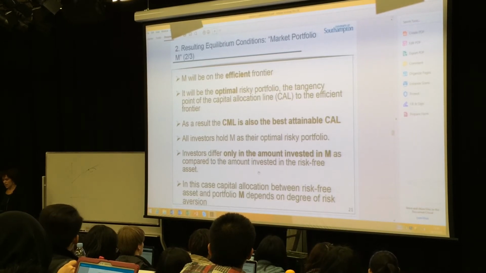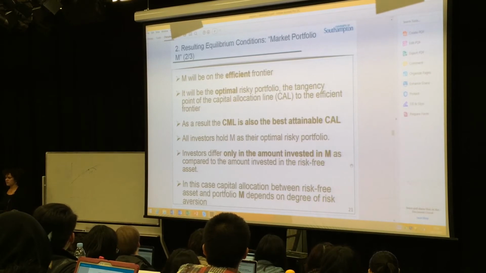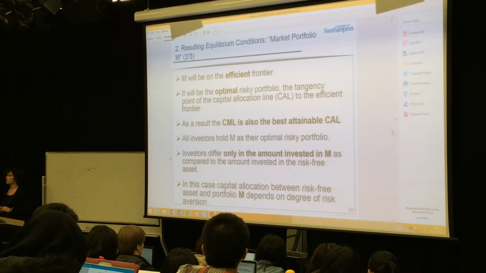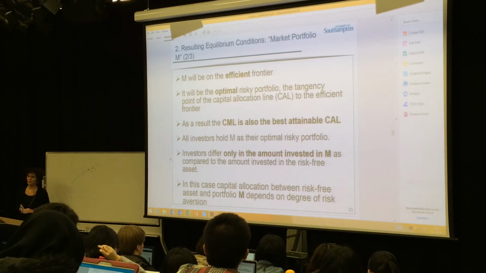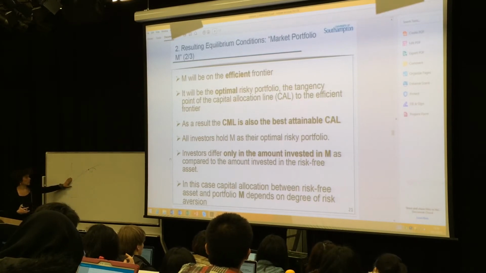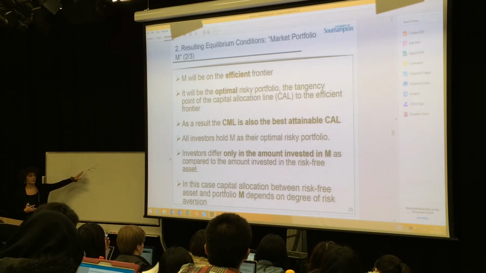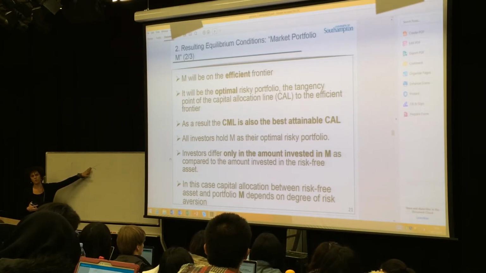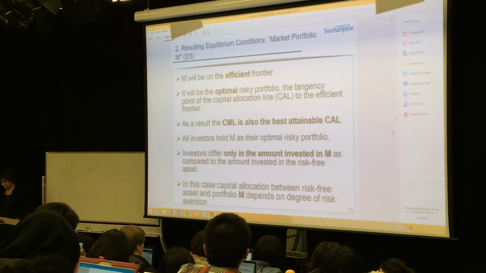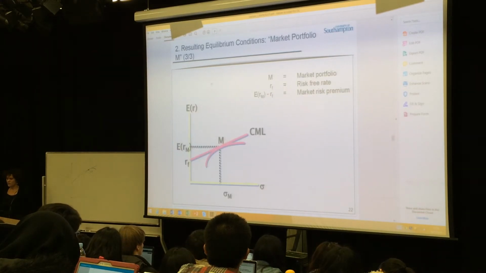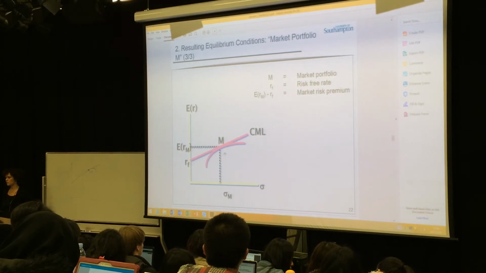As I said, what changes for the investor is just the money that they invest in M, and this is given, as we know, by the risk aversion of each investor. If they are more risk averse, they will be on this line closer to the risk-free asset. If they are less risk averse, they will be closer to M. So we have a picture like that: the optimal risky portfolio, and based on risk aversion, investors can be at some points on the line.